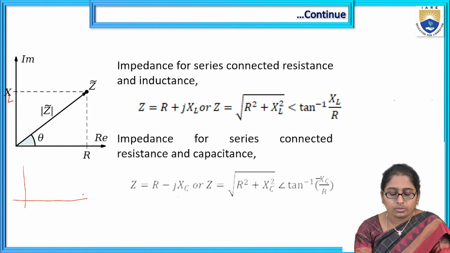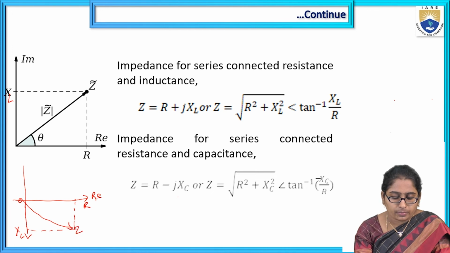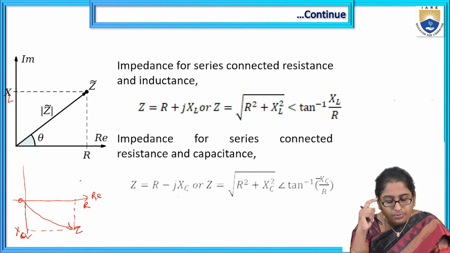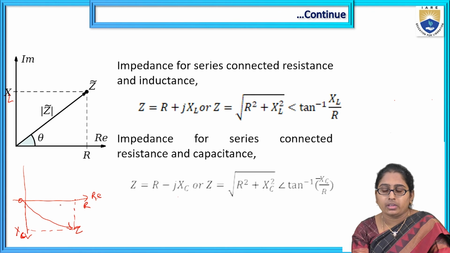If it is an RC circuit, it is minus jXC, right? So we have to take R here and X here on the negative axis. Okay, this is XC. The resultant of these two gives Z. So for an RC circuit, the impedance graphically is shown like this: the real part on the x-axis and the imaginary part, that is XC, on the negative y-axis.